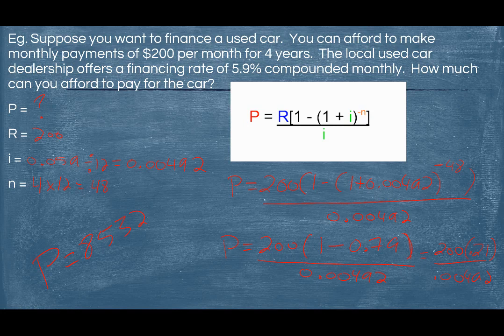$8,532.04. That's if you can pay $200 a month for 4 years, that is the car that you can buy, because there's an interest rate every time you do financing. Some new cars, sometimes they'll offer you 0% financing, which can end up being a bit of a scam too, but that's how much you can afford there.